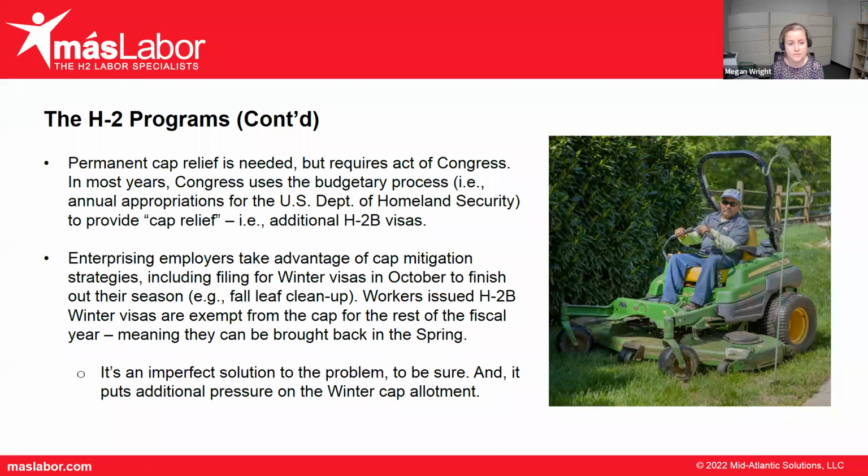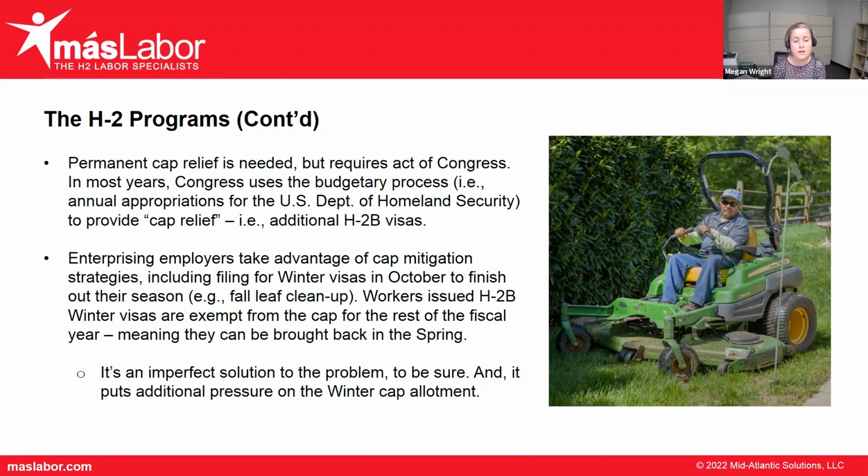Certainly permanent cap relief is needed, but that does require an act of Congress. Usually in recent years, through the appropriations process, we have been noticing that there is cap relief. Actually, even right now, we are waiting on the official final rule on an additional 35,000 visas that were added to that second half of fiscal year 2022 for the April 1st of this year.